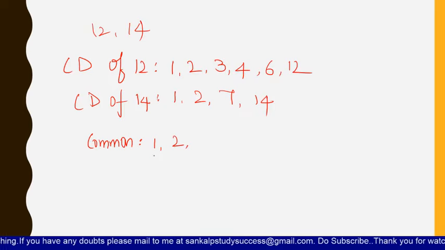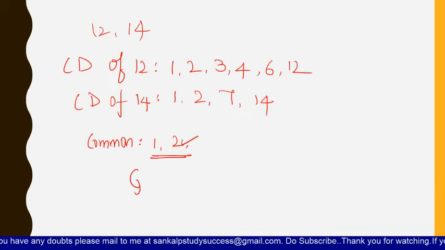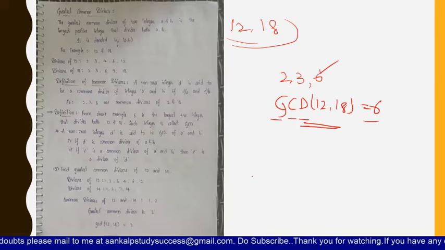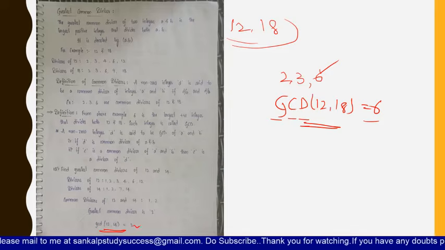Among these 1 and 2, 2 is the greatest one. So GCD of 12 and 14 will become 2. So let us see the answer. See here, GCD of 12 and 14 is 2.